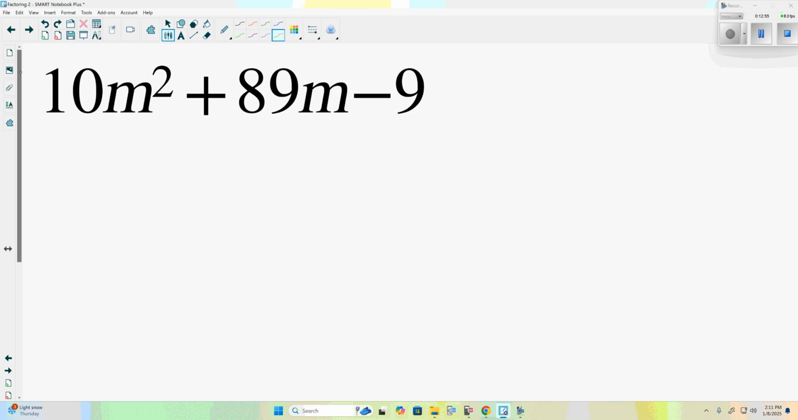As we look at this one here, is there a greatest common factor between these three terms? Well, no. So we'll do our 2 sets of parentheses with 3 spaces. Now the third term is negative, and since the third term is negative, our signs are opposite. If the third term is negative, the signs are opposite. If the third term is positive, then the signs are the same and they match the sign of the middle term.